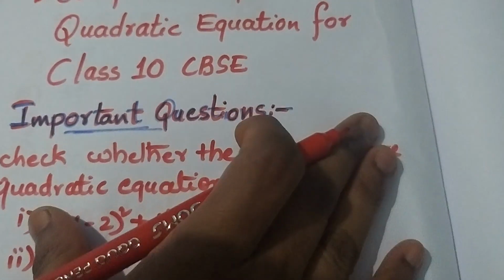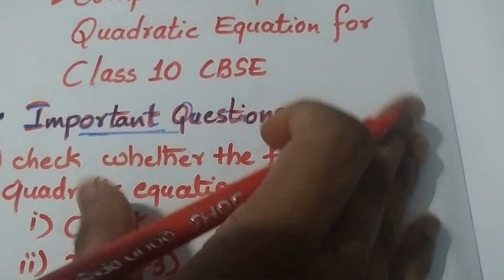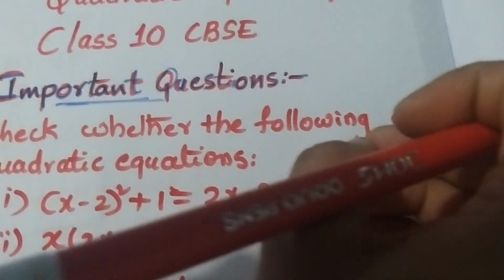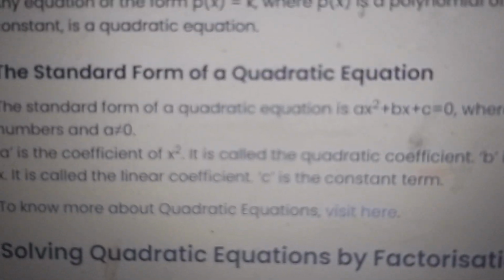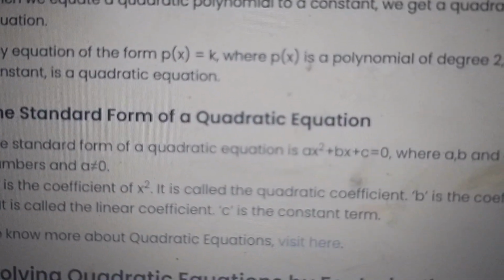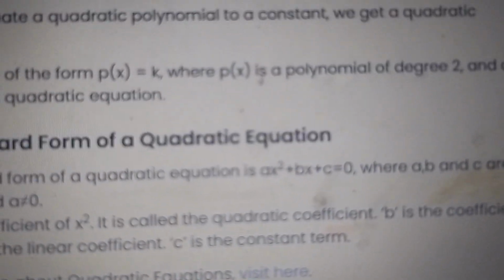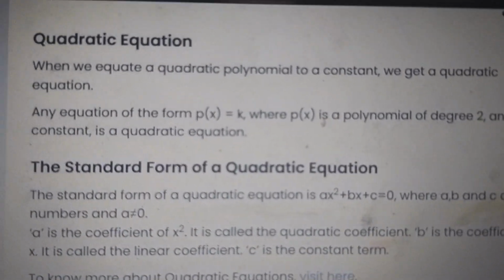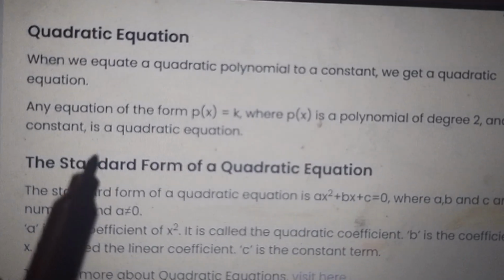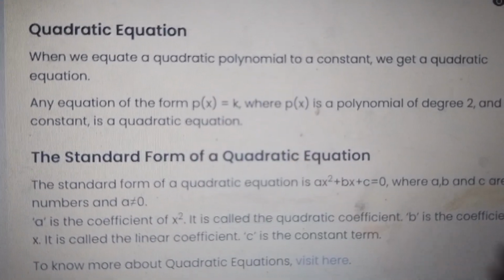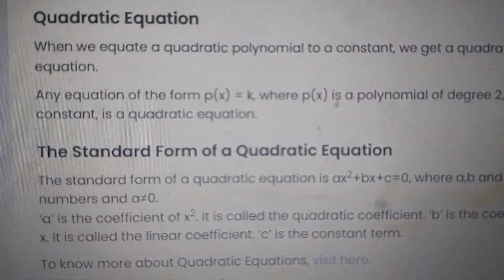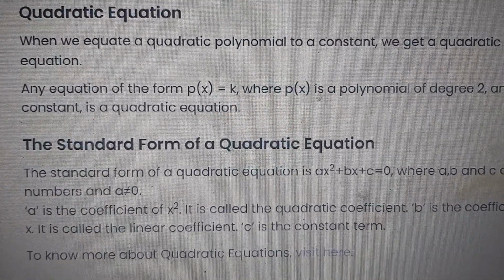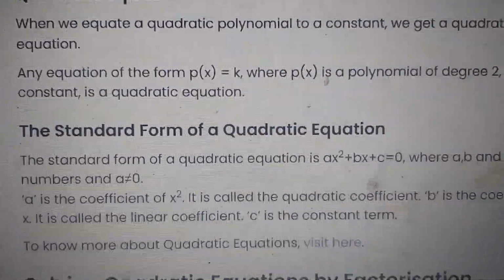First of all, I am going to show you the formulas, how to do the basic examples, and important questions. Okay children, now on the screen you will see what a quadratic equation is. When we equate a quadratic polynomial p of x to a constant, we get a quadratic equation.